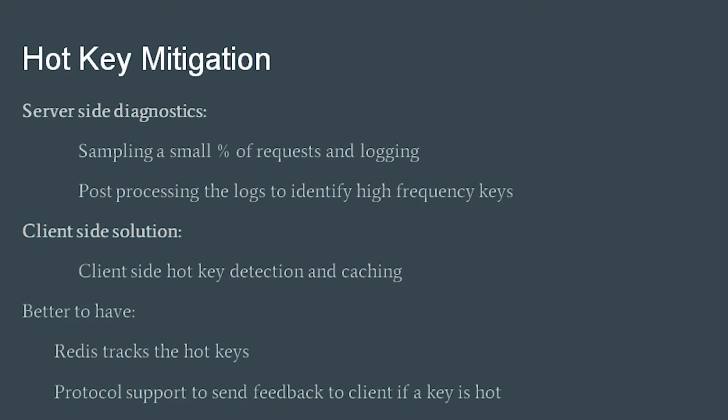So how do we handle hotkeys in Twitter? One of the things that we do on the server side, at least for identification, is we sample a very small percentage of our requests and log the keys into a log. And whenever we see symptoms of hotkeys, such as abnormal high QPS or super high CPU utilization, we post-process these logs to identify which are the keys that have a very high frequency of occurrence. And then we can always go back to the client and say, hey, these are the keys that we think are potentially hotkeys. Can you go cache on your side?